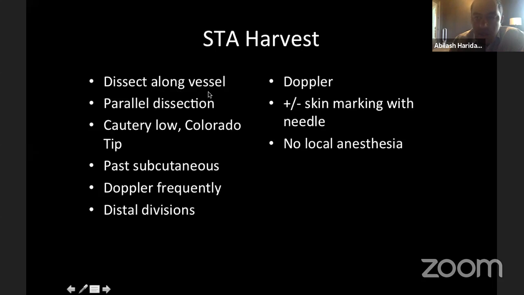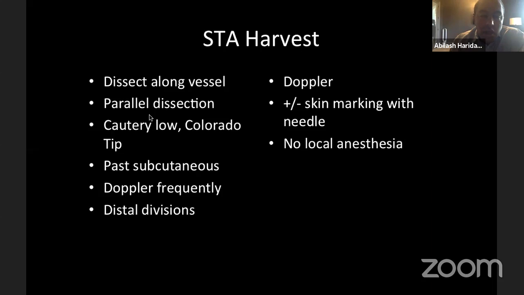You always want to dissect along the vessel when you're taking out the STA. You want to dissect parallel to the vessel, because if you go beside the vessel, you can tear off the branches, and that can make your field bloody, and potentially you can injure the superficial temporal artery.